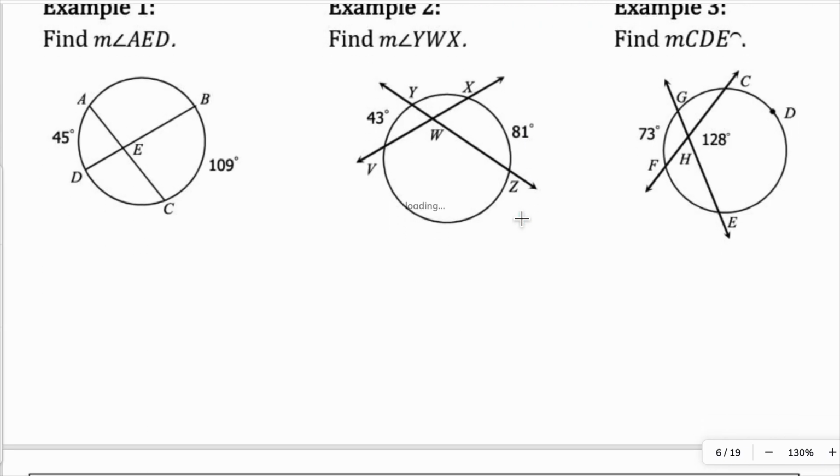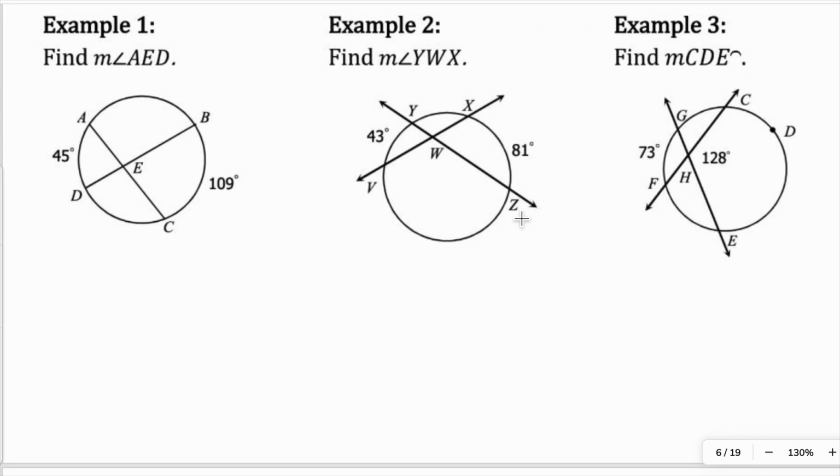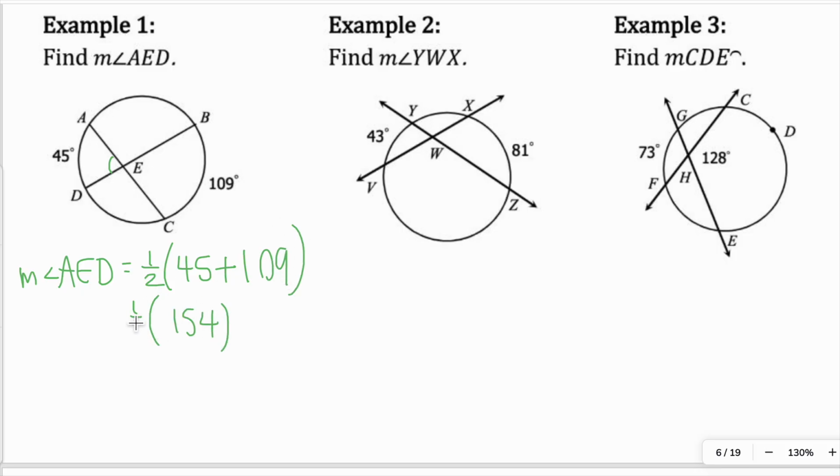We're going to try a few of these, starting with example 1, the measurement of AED. AED is this one. To find the measure of angle AED, I'm going to take half the sum of my intercepting arc plus my vertical angle arc. That'd be 45 for the intercepting arc, and the vertical angle arc is 109. That'll be 154. Half of 154 is 77 degrees.